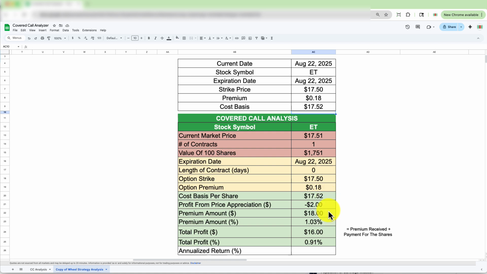So let's say that this option contract gets exercised later today, and I do get my shares assigned to the buyer. I receive the $17.50, so I'm going to lose $2 off of that. And then the total profit for me is going to be $16, right? So it's the premium $18 minus the $2 that I lose from the price appreciation. So my net is only going to be $16. But as you can see, my total profit is just under 1% for this 0-day trade. So even though I did specify a strike price that was 2 cents below my cost basis, I did decide to execute this option trade.